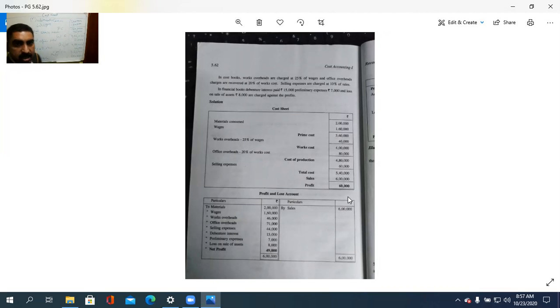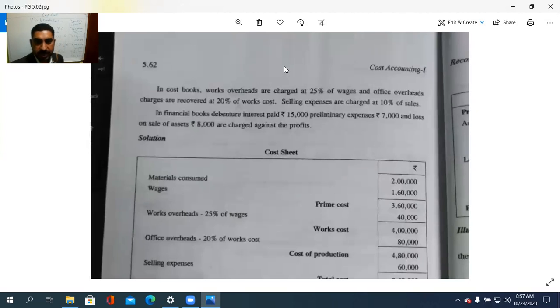Then yes, here in the cost books, works overheads are charged 25% of wages. Wages in the 25%. So how much? Not 46,000, that is not what comes.